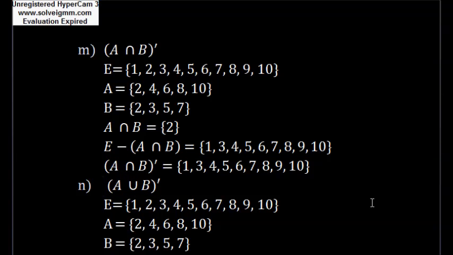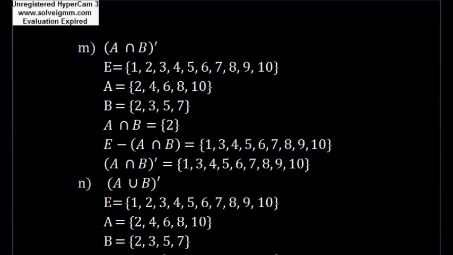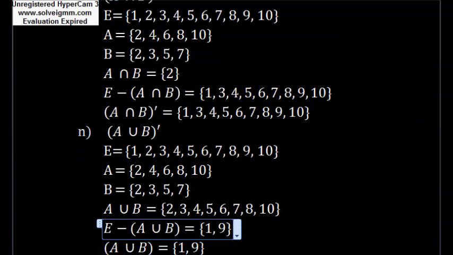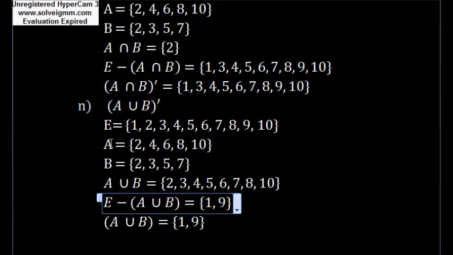Similarly, A union B whole complement. Universal set is given. First of all, you have to find A union B. A union B means you have to find all the elements of A with B. So A union B equals 2, 3, 4, 5, 6, 7, 8, 10. You are combining A with B. That's why you're writing all the elements. Now you have to subtract all these elements from the universal set. Remaining elements are 1, 9. So your answer is only 1, 9. Here, A union B whole complement.